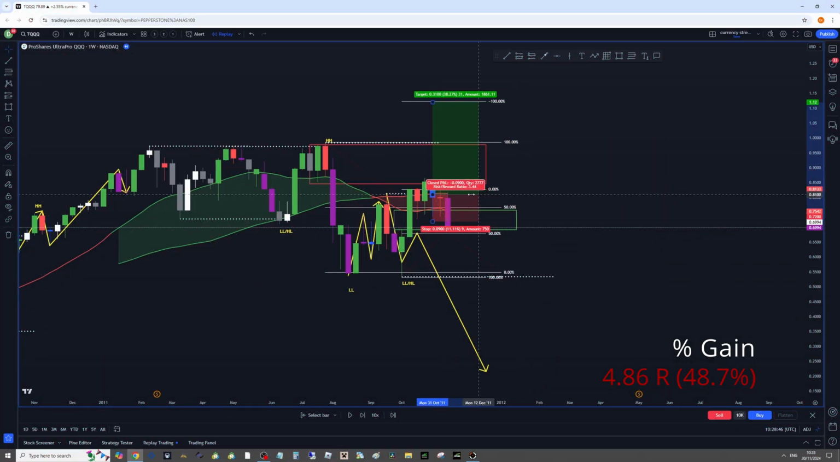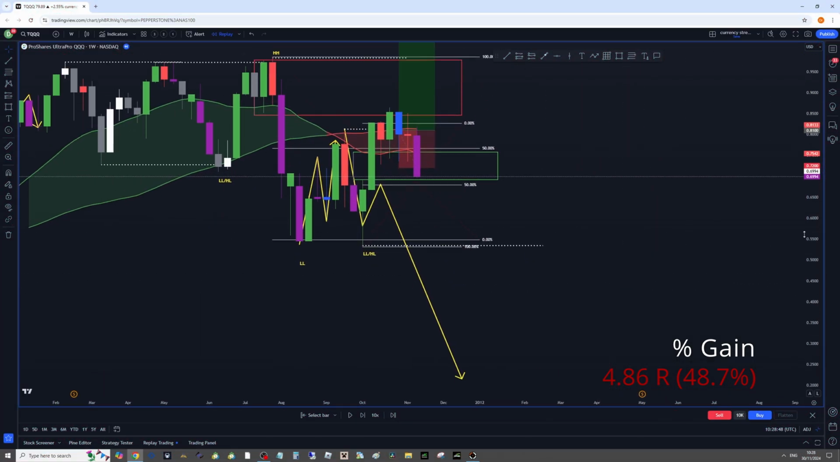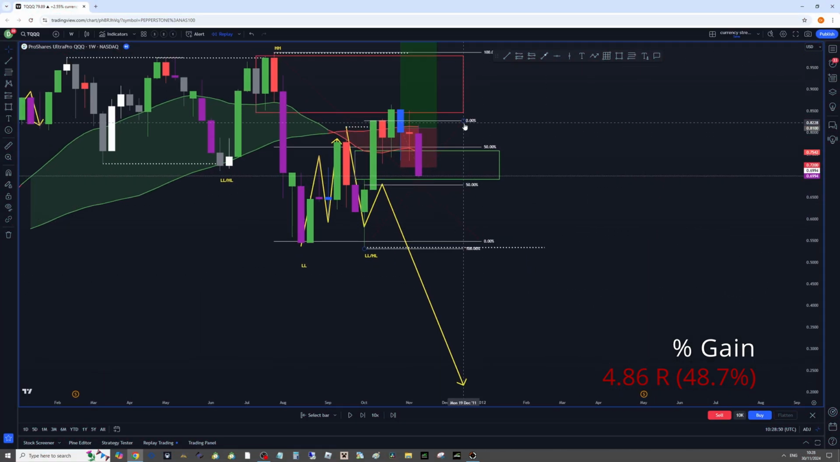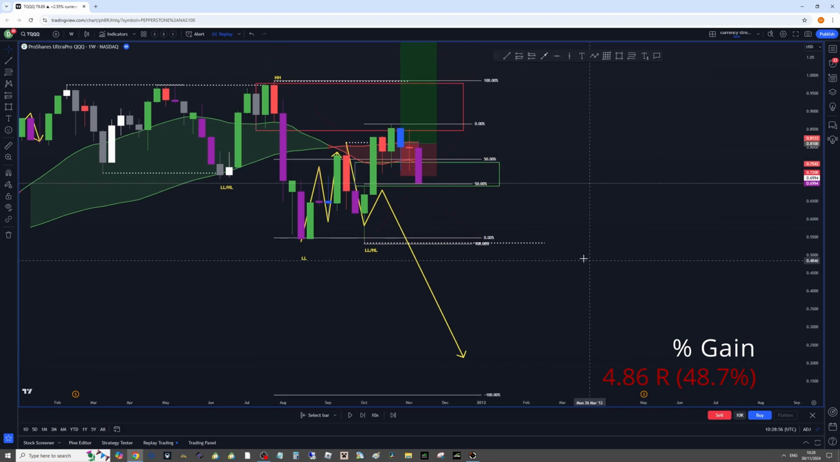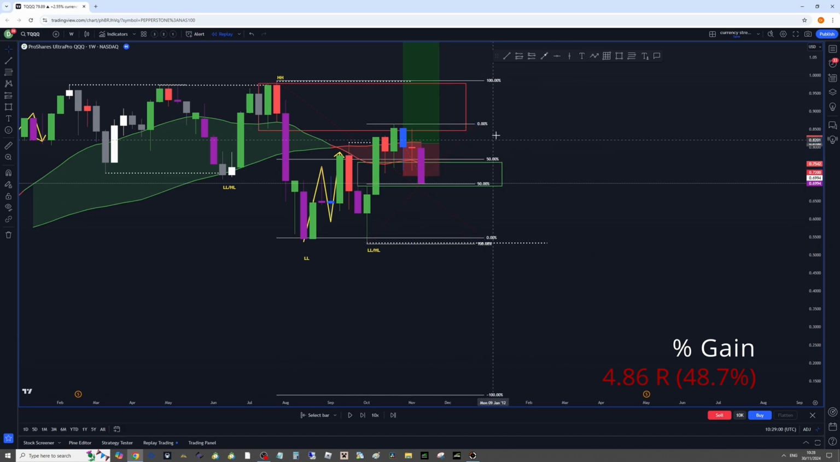Stopped out. No worries. That's all good. So remember, 50% of this leg is also a valid buy entry. So I'm just going to remove this one to make it clearer.